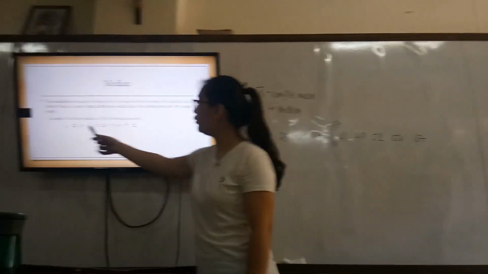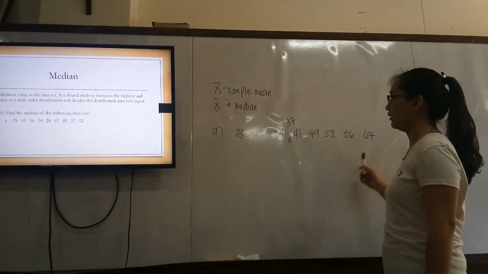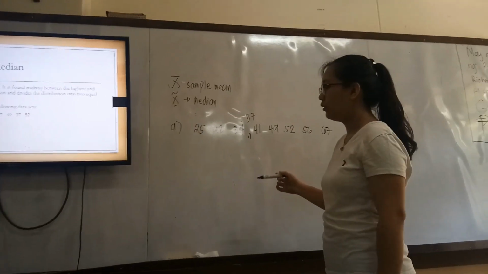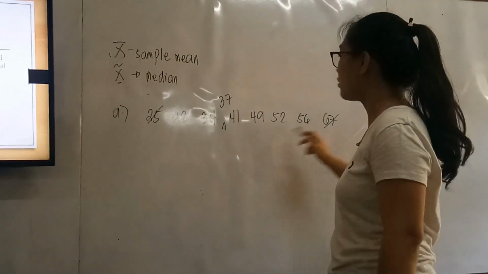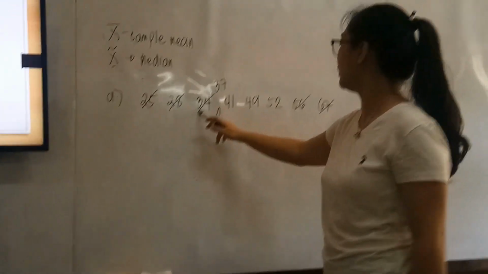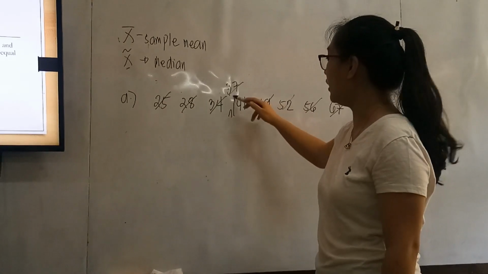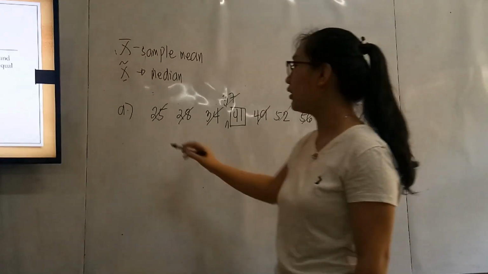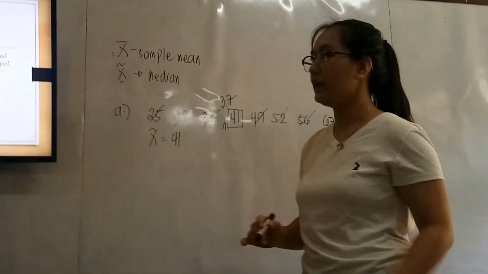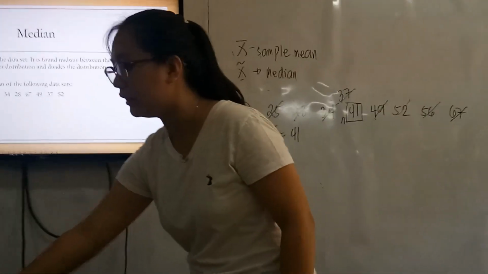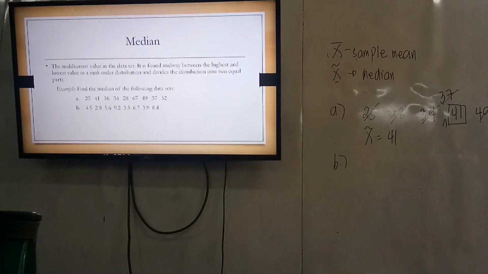Ilan ba to? 2, 4, 6, 8, 9. Tama naman. Okay. So all you have to do is check which one is the middle value. Toss out from both ends. What is left will be 41. Therefore, the median of this data set is 41. Okay? Try naman natin yung second example.